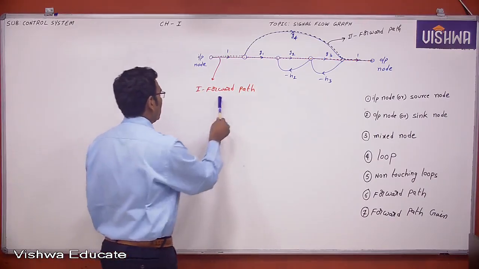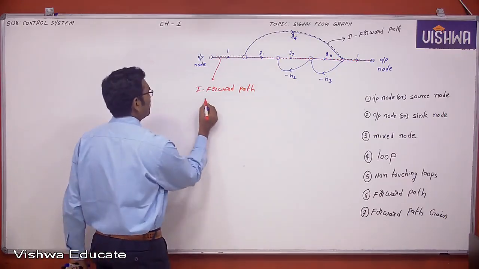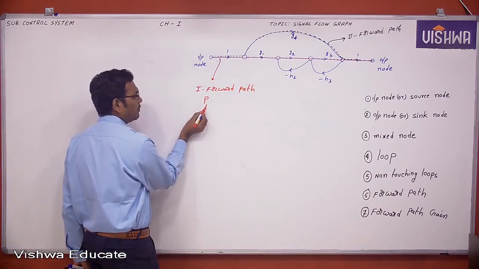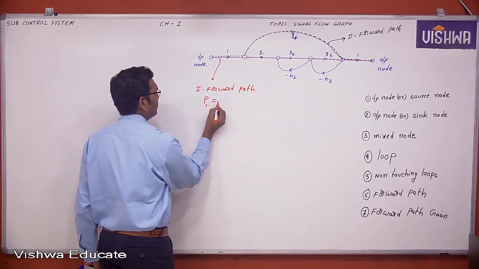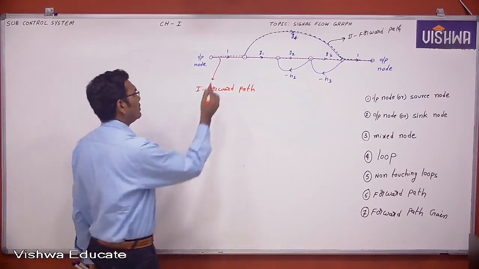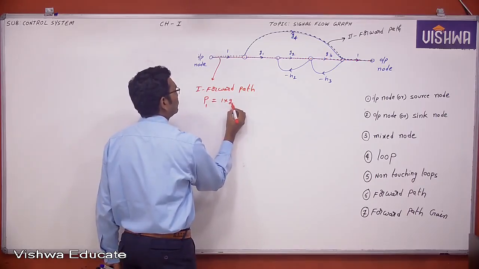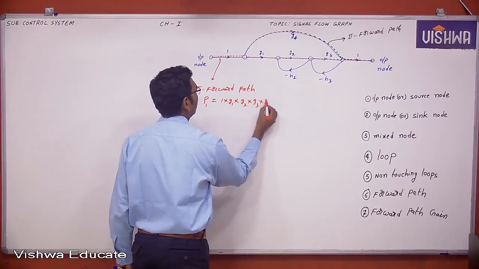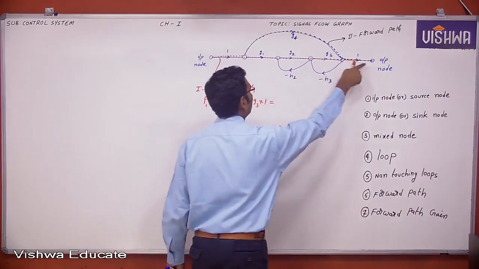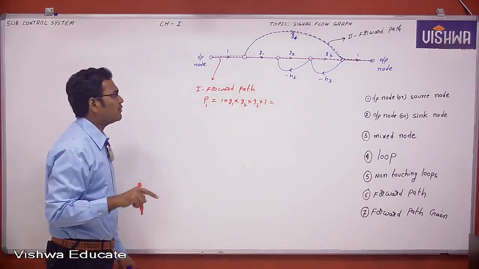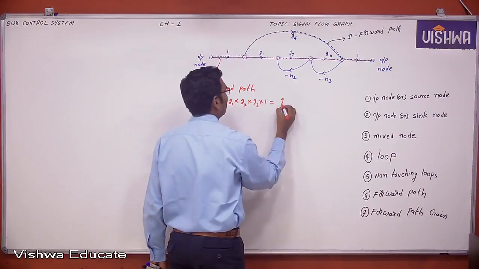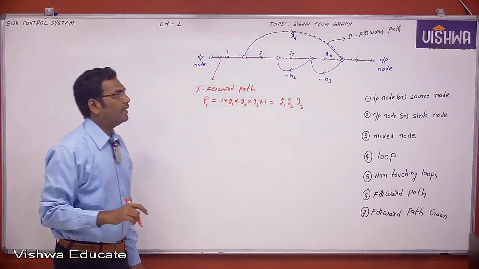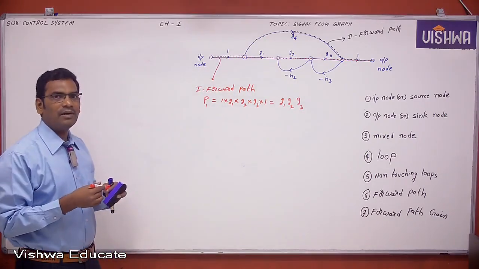Now see here. This is the first forward path. Now let us assume this is the first forward path gain P1. I represent it with 1 standing for the first forward path, and P1 is the gain of that path. So what is the total gain in that particular forward path? 1 into G1 into G2 into G3 into 1. This is the total gain in this particular forward path, which is nothing but G1 G2 G3. The total gain in that particular forward path is called the forward path gain.